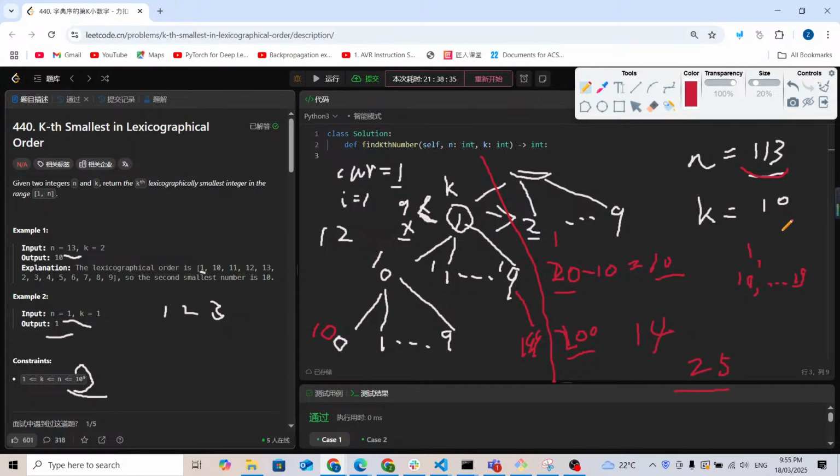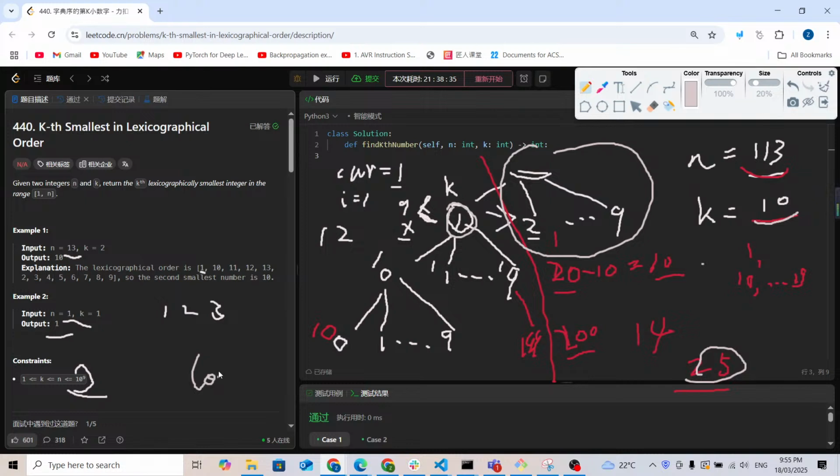Because 25 is more than 10, if we are going to calculate the k-th lexicographically smallest integer, it's going to be inside this branch from this one. So this means we will not go to the right side, and all those areas will be ignored. This is why it's going to be really fast.